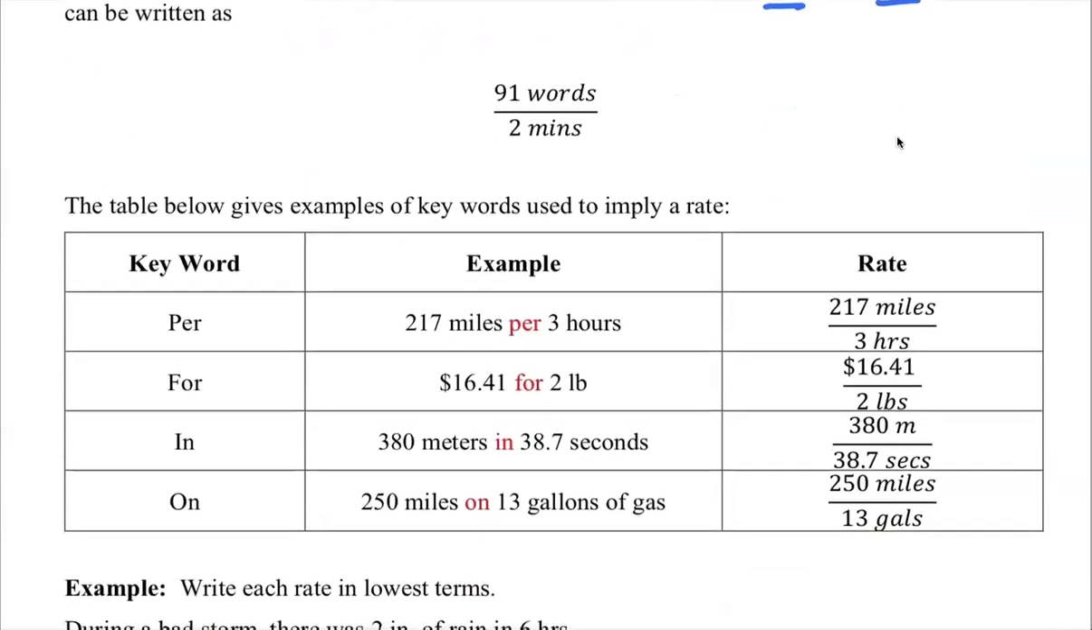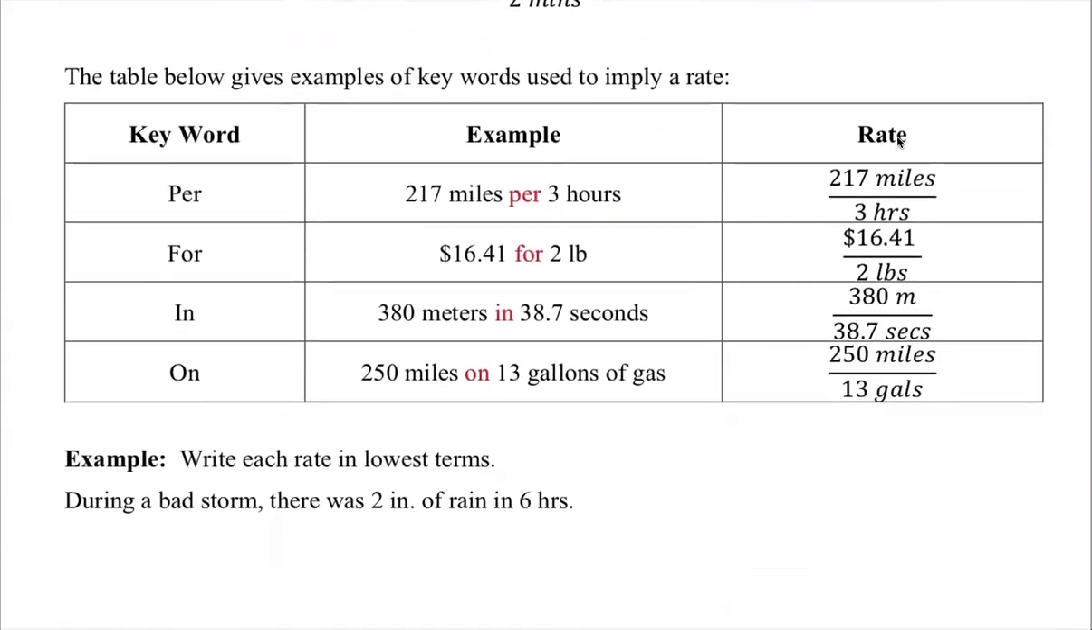The table below gives some examples of keywords that would imply we're intending a rate. So per, 217 miles per 3 hours. Per, you can interpret that as the fraction bar. $16.41 for 2 pounds. Or you could even say $16.41 per 2 pounds. 380 meters in 38.7 seconds. 250 miles on 13 gallons of gas. These are some very common ones. I would say per is the most common that you'll see, and these are some other ones.